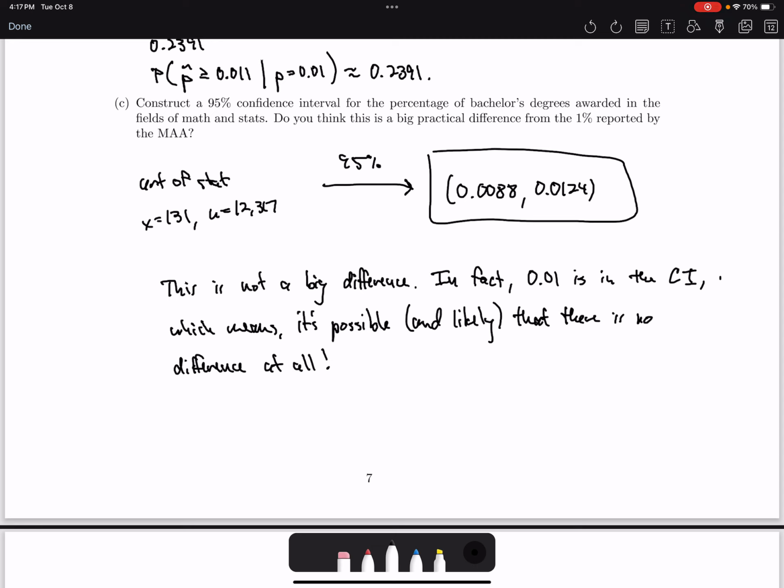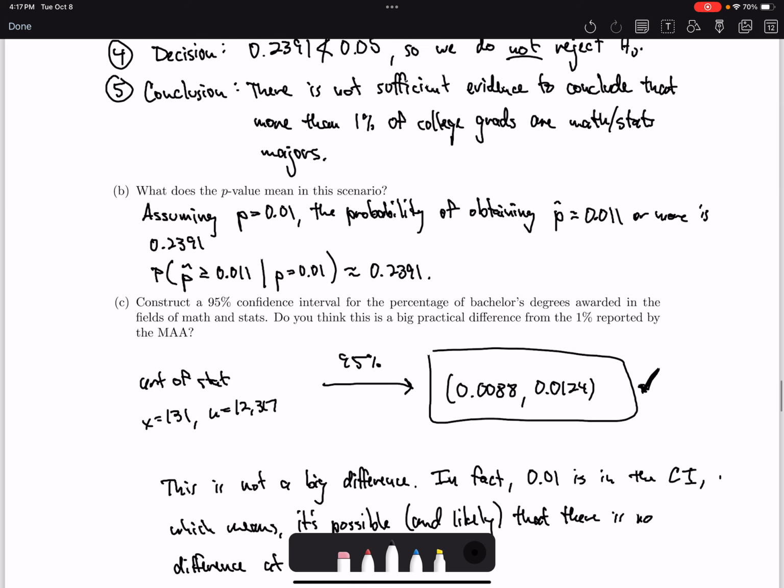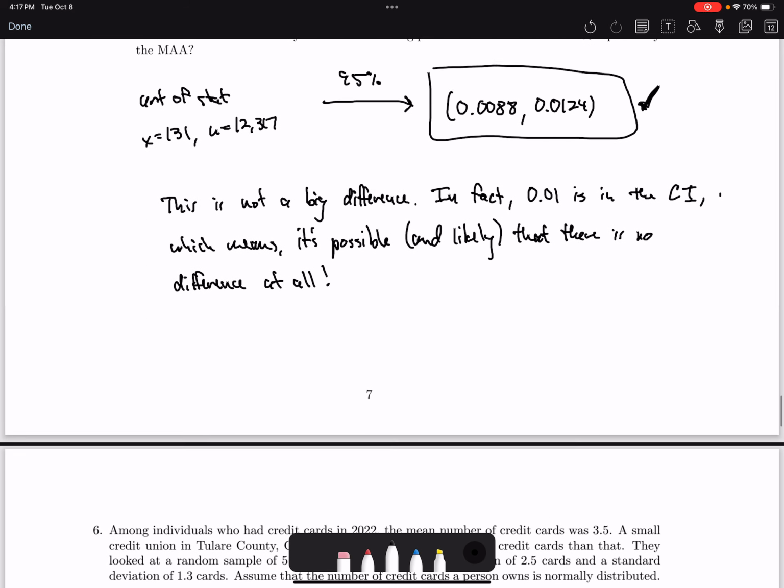Okay. Because again, this confidence interval here is the confidence interval that we're getting for the new data set, and the confidence interval for the new data set contains the 1% reported by the MAA. So it's possible that there's just no difference here at all, and there's certainly not a statistically significant difference because our p-value was so large, right? We did not reject the null hypothesis. Okay, so that's that one.